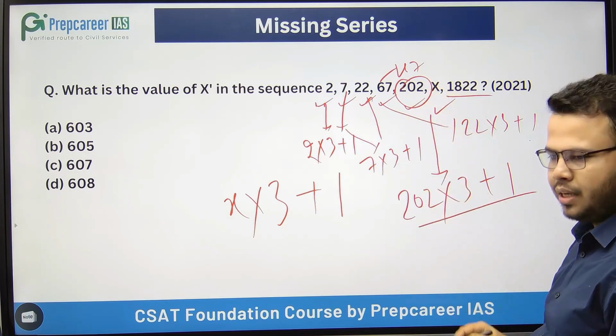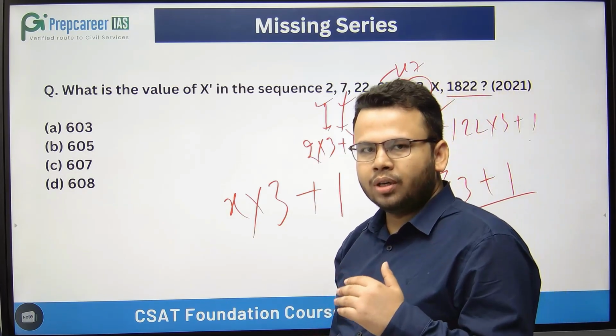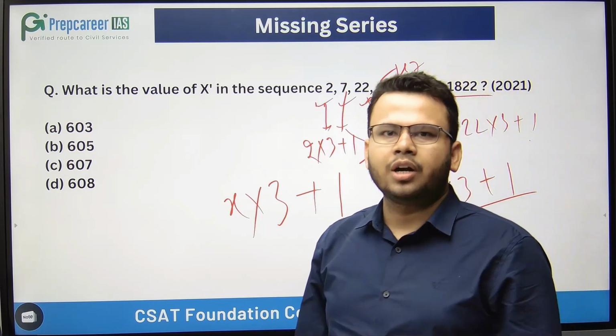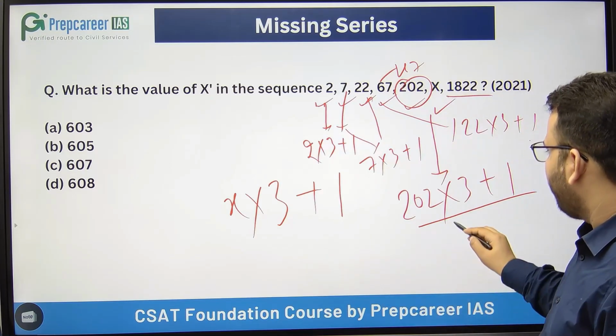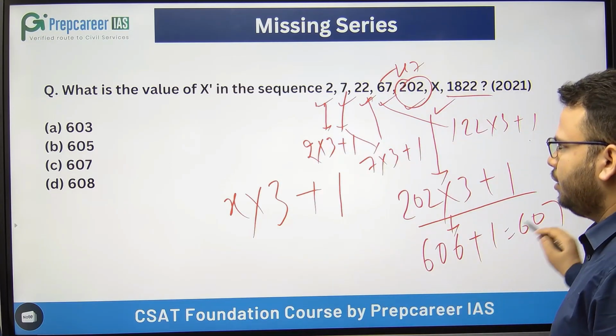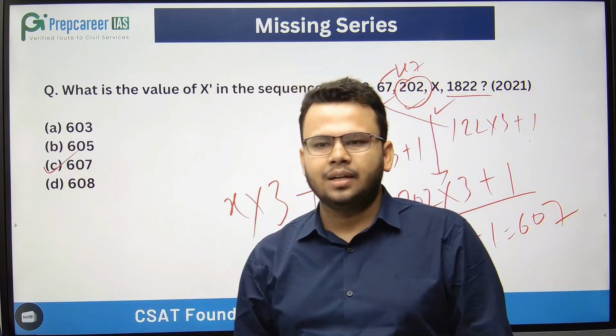यही तो ना हमारा सीक्वेंस था. तो ये जो सीक्वेंस होता है they follow a same pattern. That is the reason they are sequence. अगर pattern follow नहीं होगा, this is not a sequence. So this is the pattern it is following. So this will be 606 plus 1. That will be 607. So this is the answer that you will get.